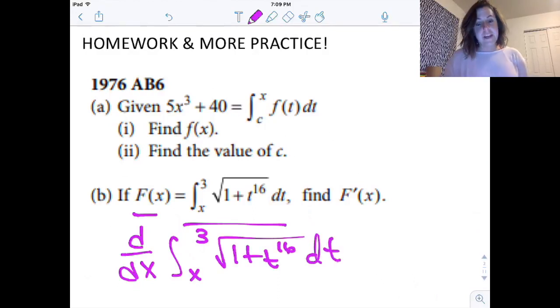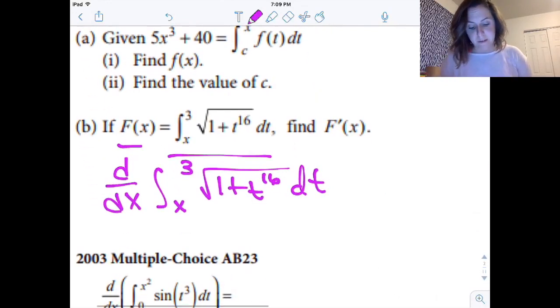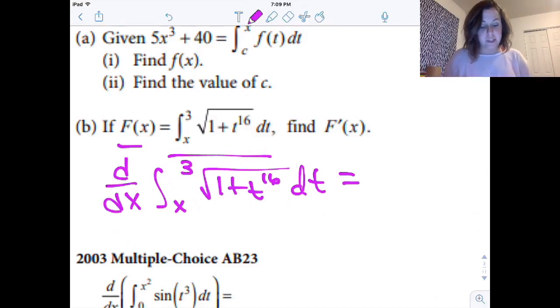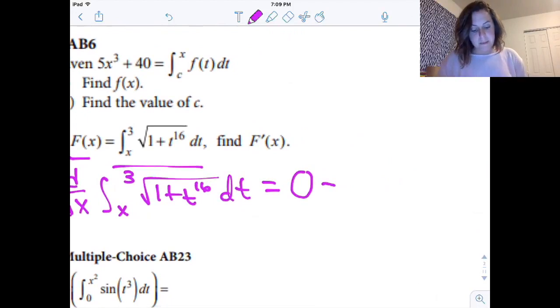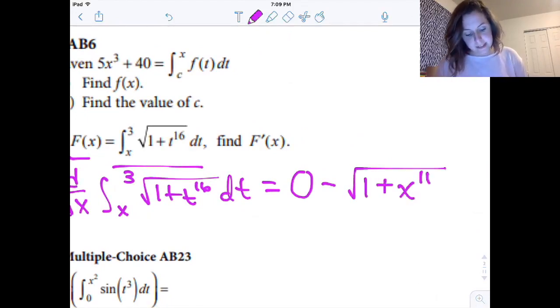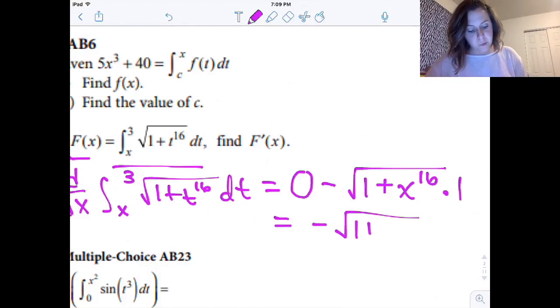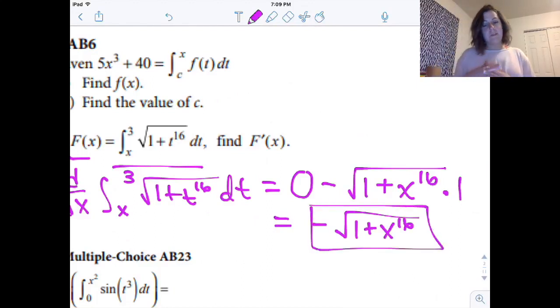And if I think about that, well, I'm going to need to plug in my bounds, right? So plugging in my upper bound, I would be plugging in 3, but then I'd be multiplying by the derivative of 3, which is 0, so this just becomes 0, minus. Plugging in my lower bound, that would be the square root of 1 plus x to the 16th times the derivative of x, which is just 1. So this becomes the opposite, or negative square root of 1 plus x to the 16th. That is the derivative of that integral defined function.